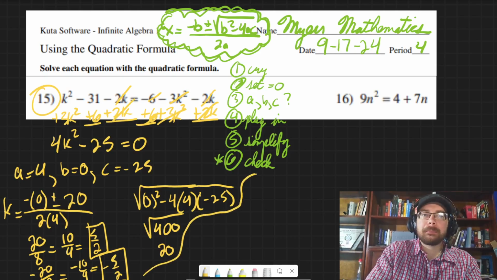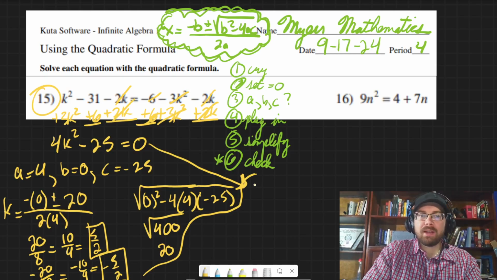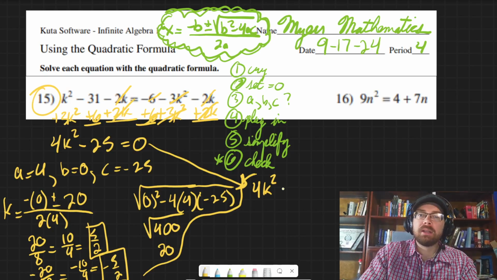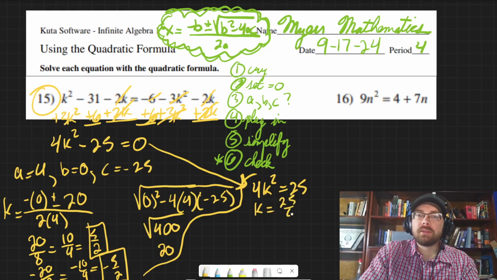Well, if I solve it a different way, let's say I just bring this over here for a second. If I just add 25 to both sides, because I only have one type of k, I don't even need to factor. I can just go straight into solving it like a normal equation. I would just do this, and then I would get k is equal to 25 fourths.